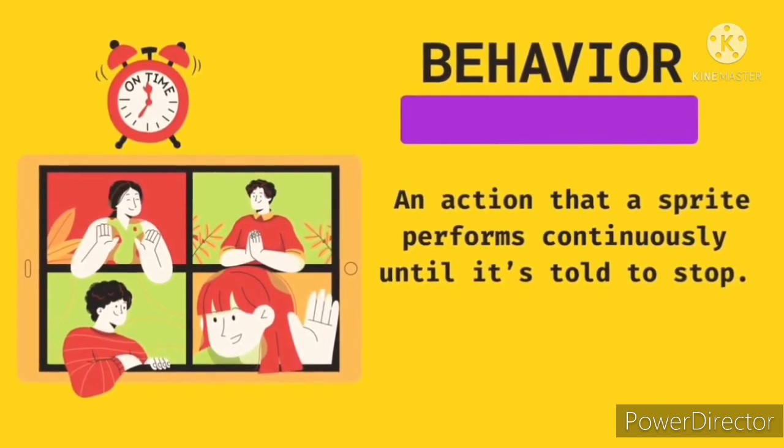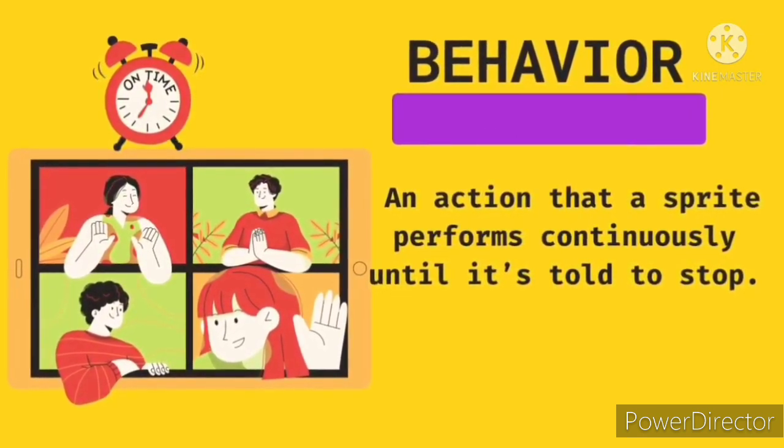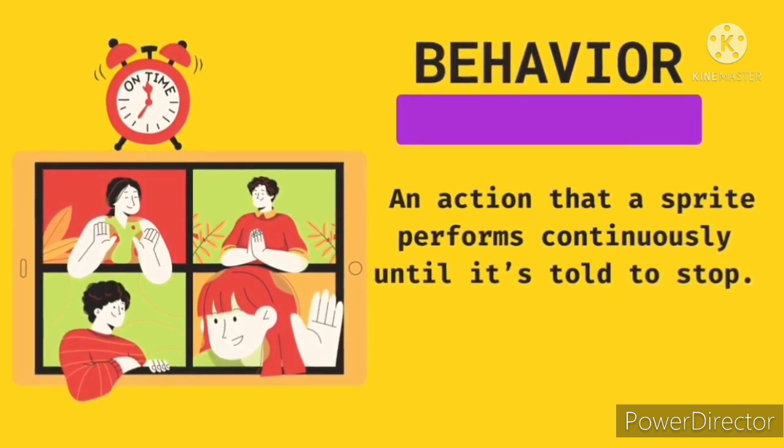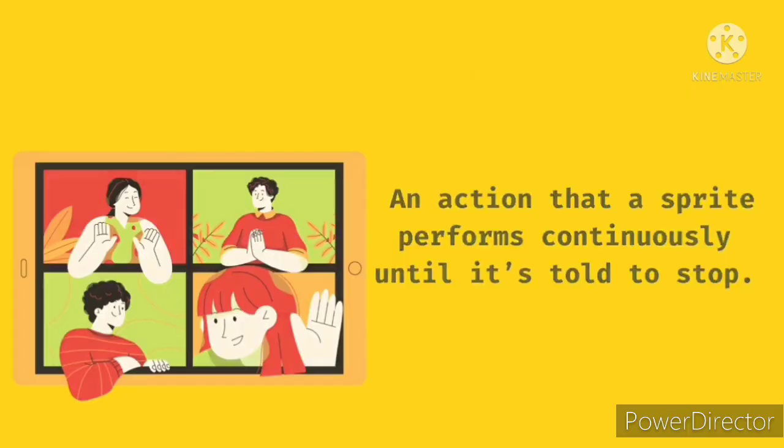Behavior. What is behavior? In relation to computer science, behavior is an action that the sprite performs continuously until it is told to stop. The action a sprite performs or displays continuously until it is told to stop. That is behavior. Now let's talk about program.